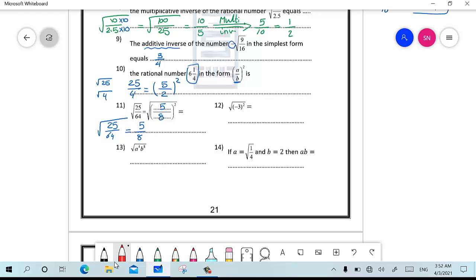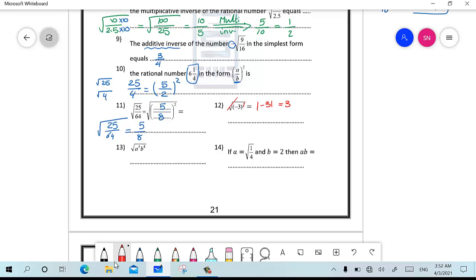Number 12, square root of negative 3 all squared. We said what? Exactly, the square root cancels the power 2, only the power 2. And this is going to be equal to the absolute value of negative 3, which is 3.